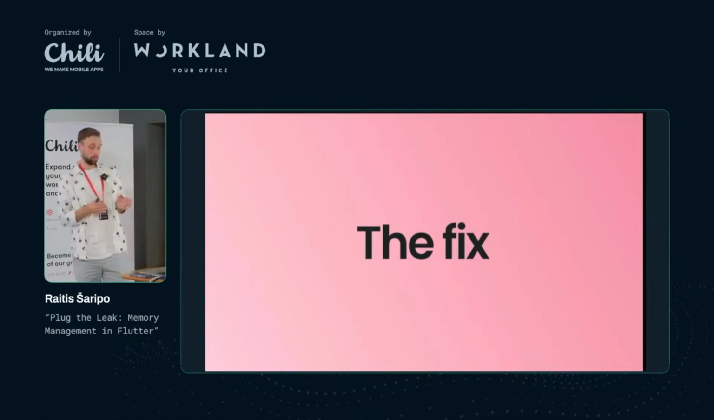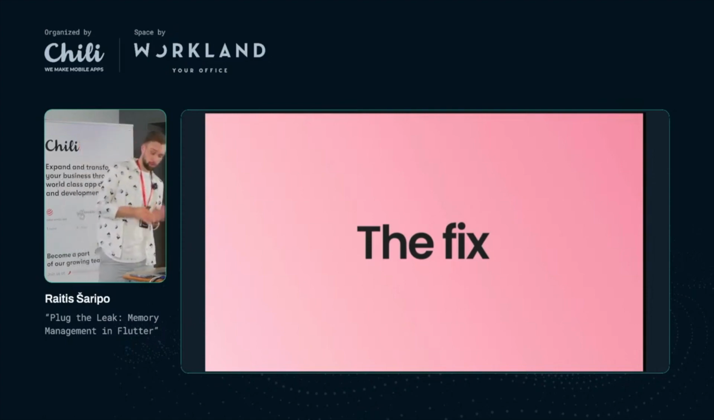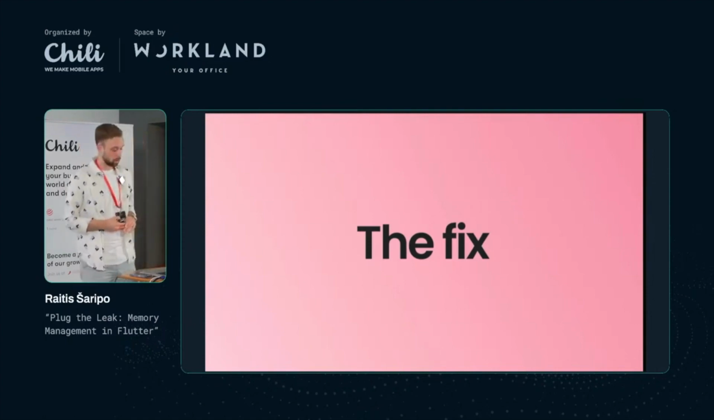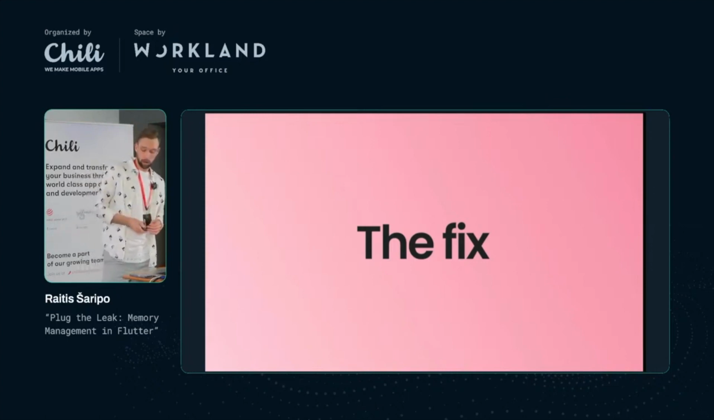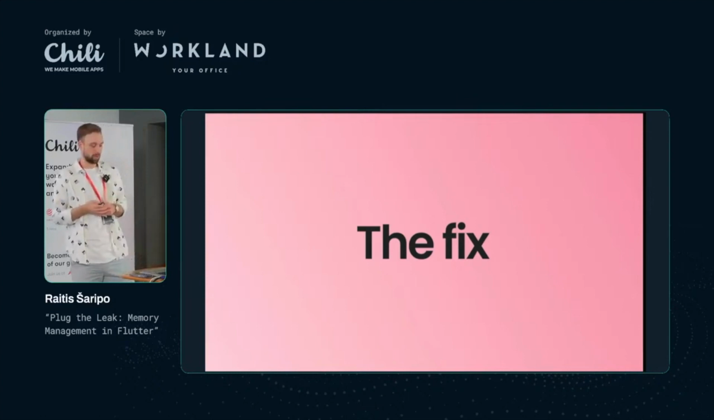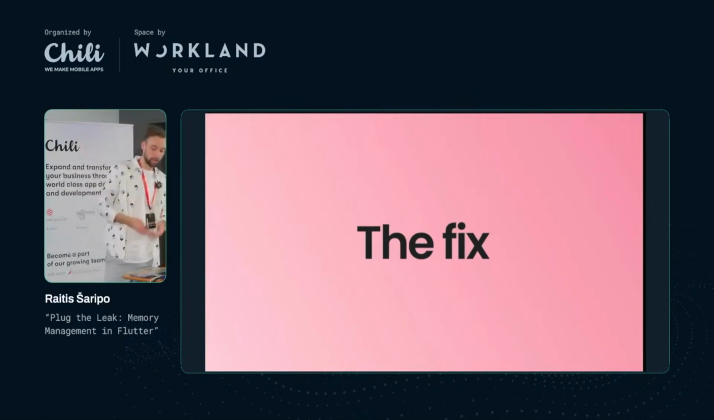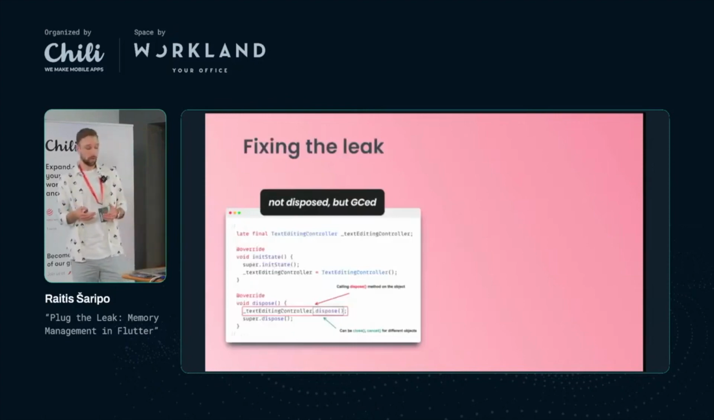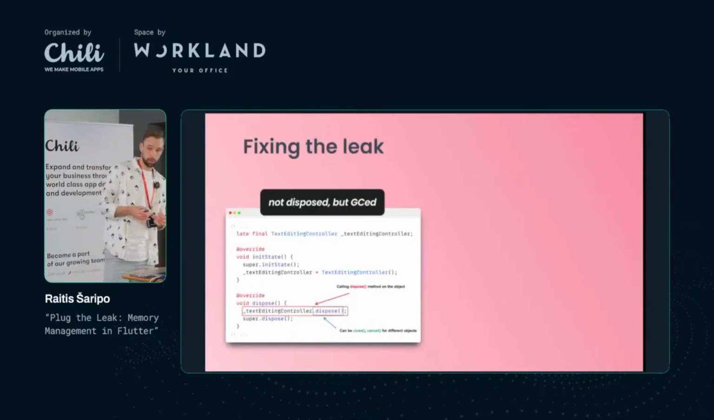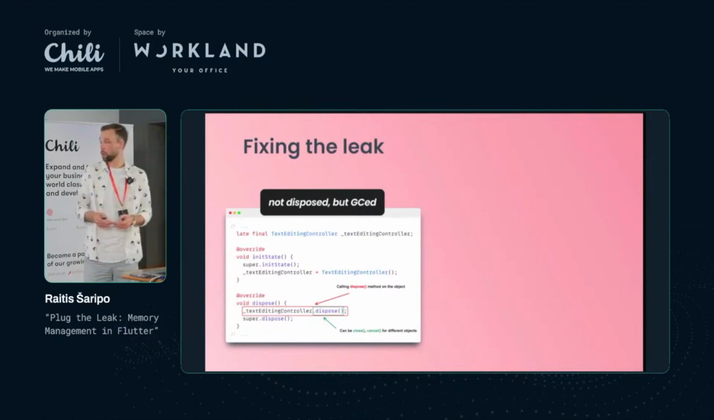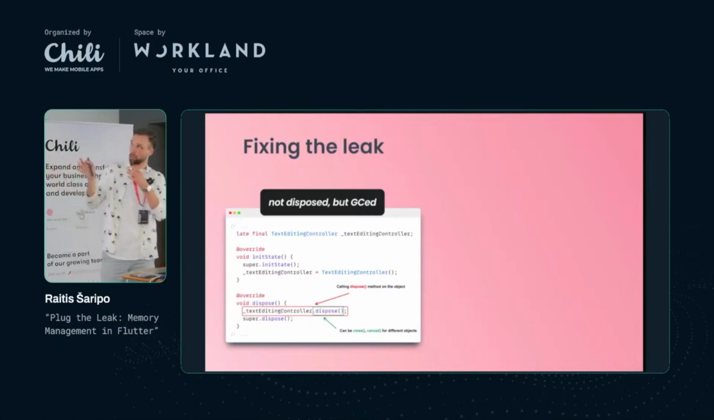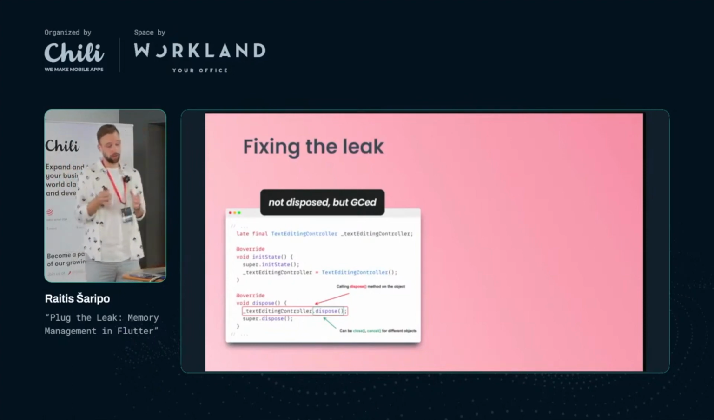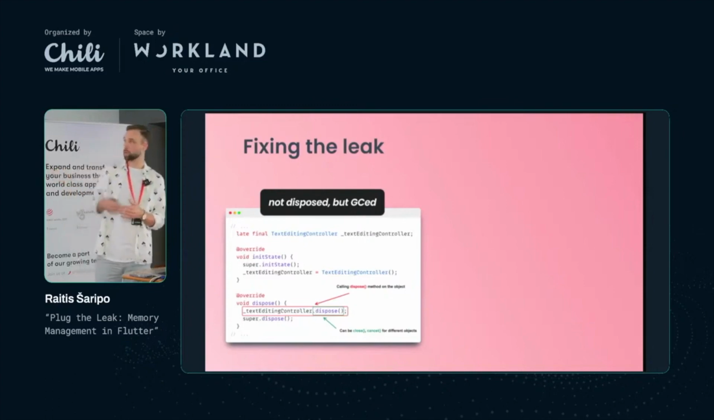So, a few minutes back, we checked out leak tracker and the most common leak types that it tracks. The fixes for them are fairly simple if you are able to locate the source of the leak. For objects that are not disposed but were garbage collected, all you need to do is call the dispose method on the object.